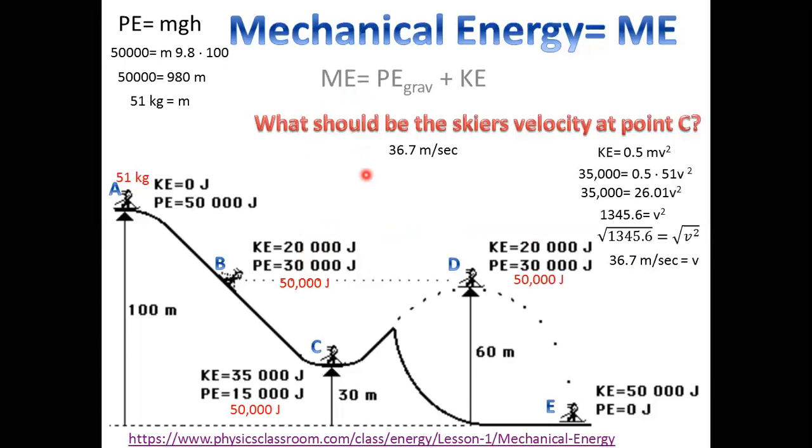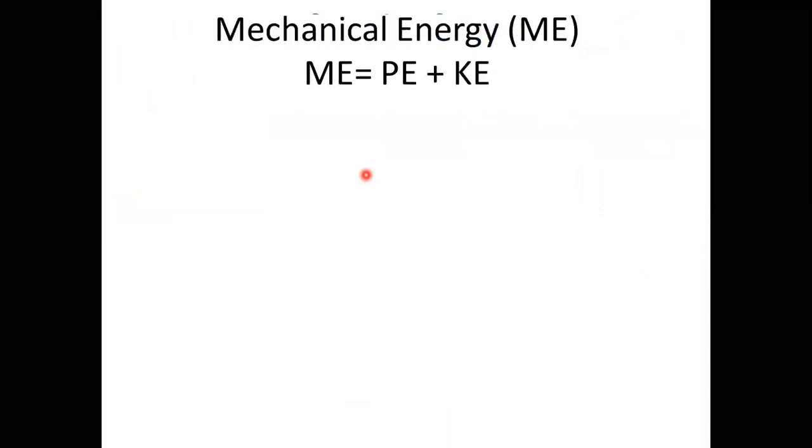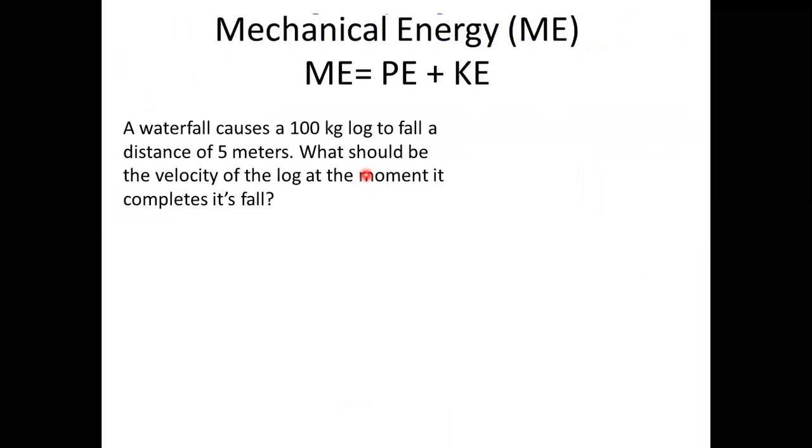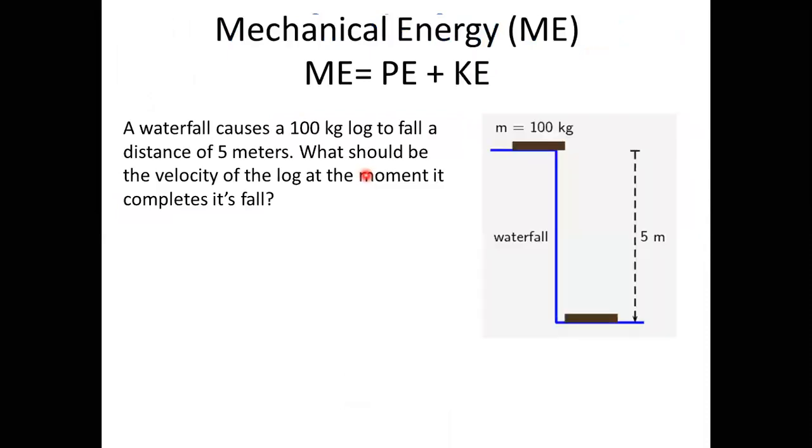So our skier's velocity, 36.7 meters per second. Let's take a look at another example. Here we have a waterfall, and as the water from the river or the stream comes up to the fall, this log is going to fall downward. We're not worried about its horizontal motion so much. We're worried about its vertical motion, the drop or the fall. What's going to cause that is gravity.